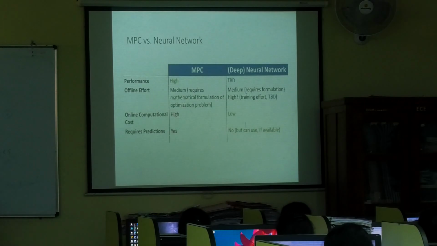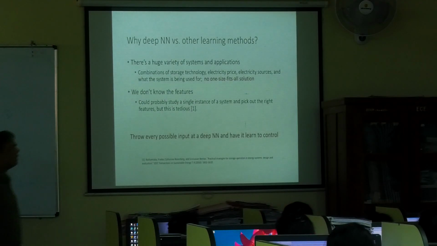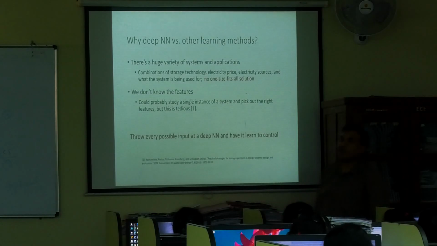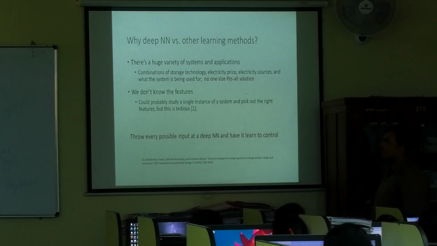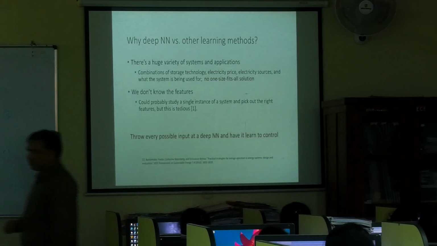So related to this control, what are we using? Why a deep neural network compared with other learning methods? Because a huge variety of systems and applications are available with deep learning, and we don't know what the features will be. One could probably study a single instance of a system and pick out the right features. So it is really possible that a deep neural network can learn for control.